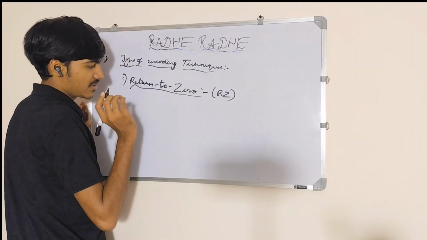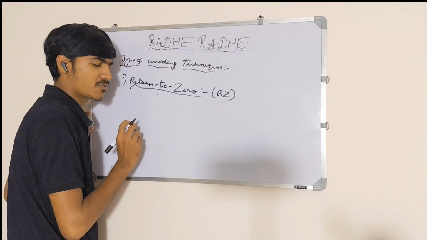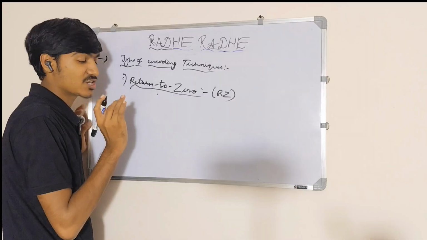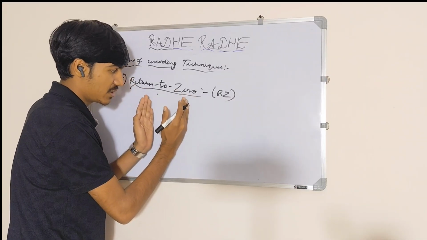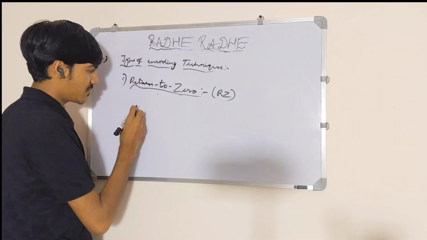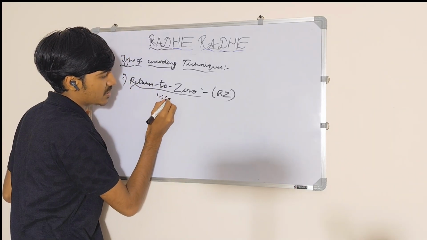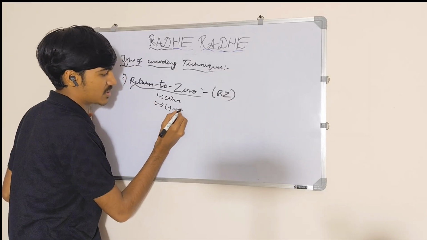Now, we will use the same scheme. 1 represents positive voltage, 0 represents negative voltage. But at the middle of the time period of the bit, the voltage level drops to 0. It will come to 0 at any cost. 1 is represented by positive voltage, 0 is represented by negative voltage.